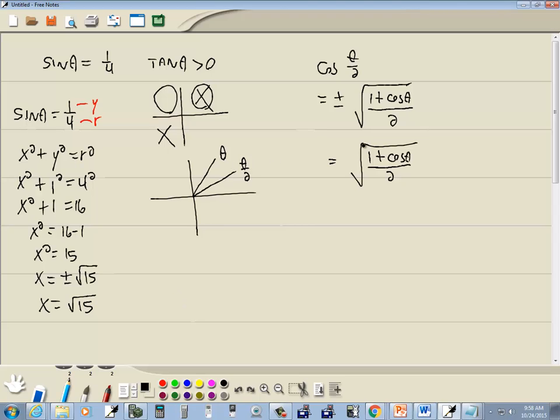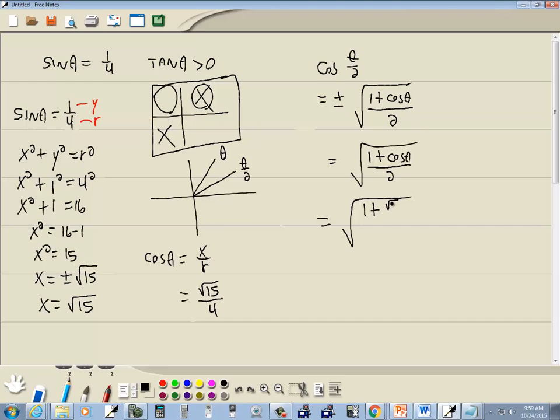Now realize that the sign of our formula over here is different than the sign of these x's and y's. So you have to keep that in mind. The first part we did right here is what the signs of these x's and y's are going to be. This second part is just determining the sign of our formula. Okay, well, let's figure out what cosine theta is. Cosine is equal to x over r. So that'll be square root of 15 over r, which is 4. Well, let's plug that in. We got the square root of (1 plus square root of 15 over 4) all over 2.